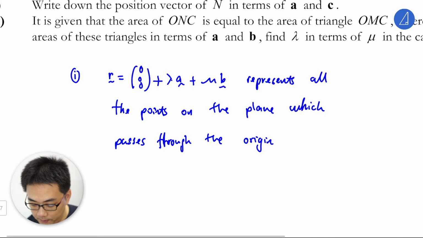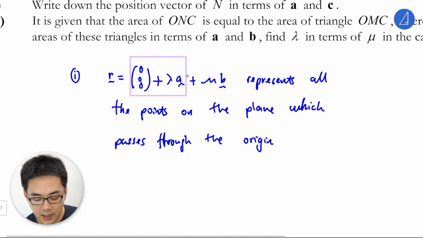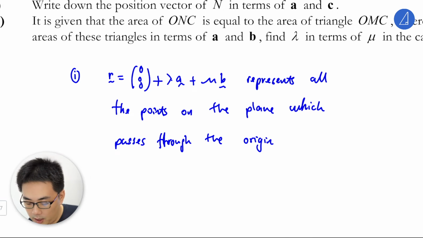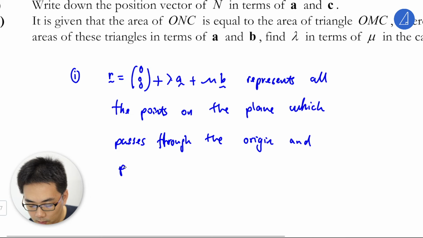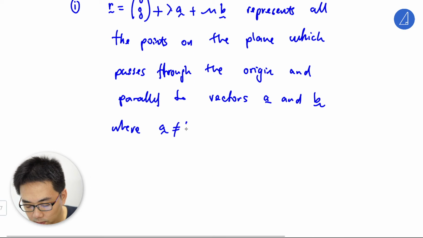You take a point, you add a dimension, it becomes a line. So this is a line. Add another dimension, it becomes a plane. So this is a plane, parallel to vectors A and B. But the important thing is that A is not parallel to B.